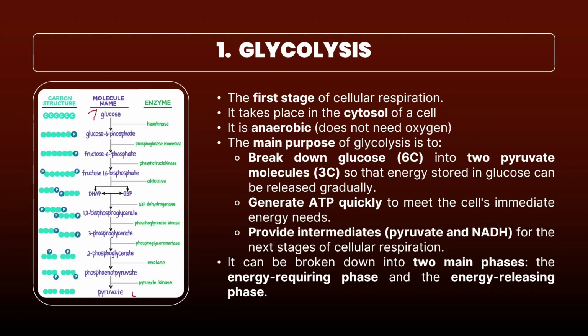What happens here is that the one glucose molecule, the 6 carbons, is broken down into 2 pyruvate molecules of 3 carbons each. When this happens, a small amount of ATP, or a small amount of energy, is made. Aside from that, it will also produce NADH, which will be used later on to make even more ATP.